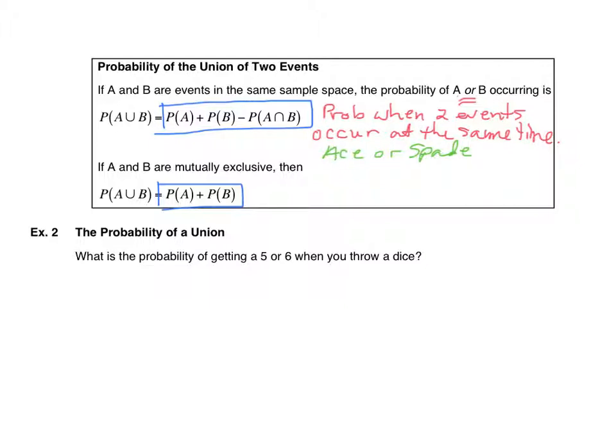If the events are mutually exclusive, that means the events cannot occur at the same time.